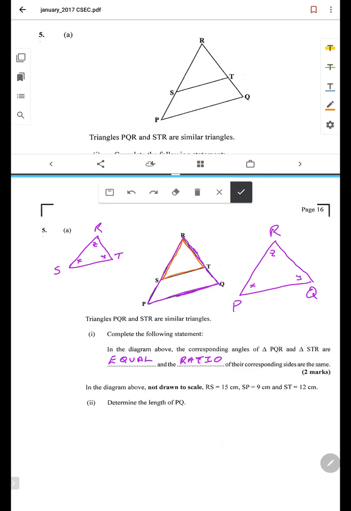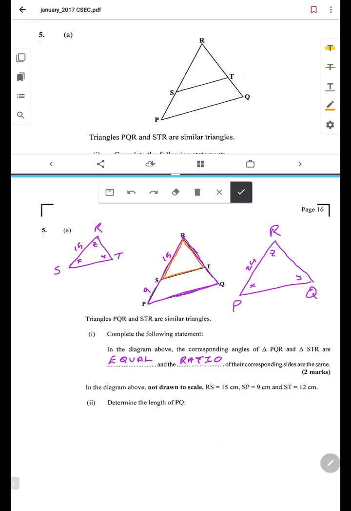So the question says, in the diagram not drawn to scale, RS is 15. So what we're going to do is put the dimensions on it. So RS is 15, so this piece right here is 15. On the small triangle, the RS is 15. Let's put it over here as well. And SP is 9. This is 9. So that means that the large triangle is 9 plus 15, which is 24. So on the large triangle, RP is 24.